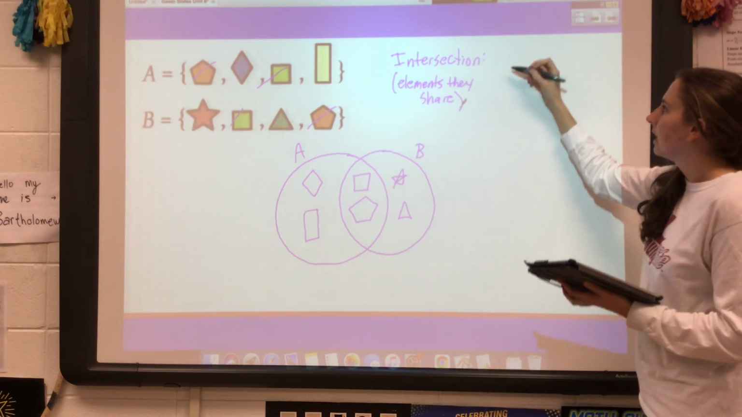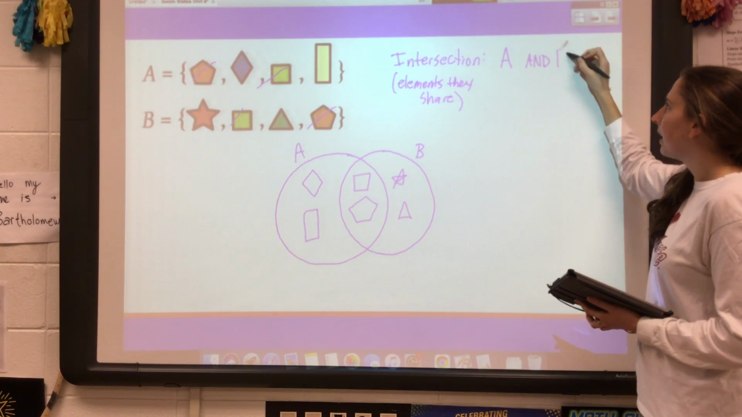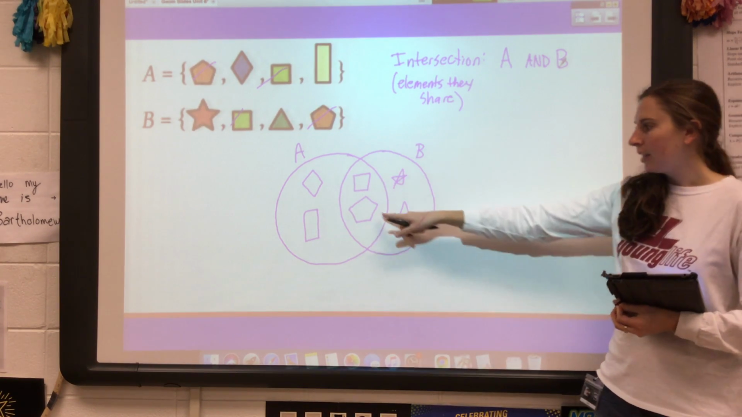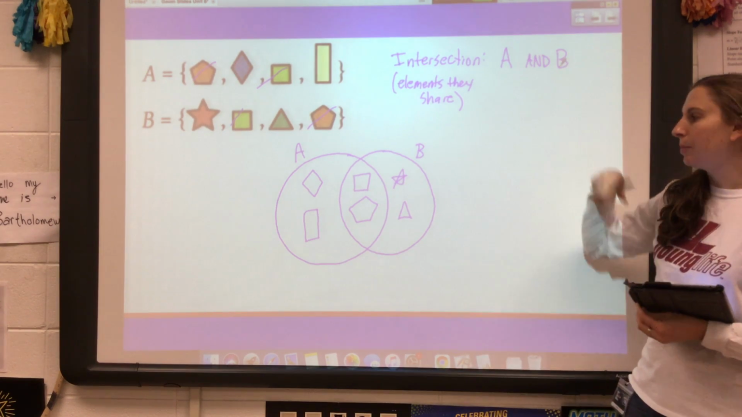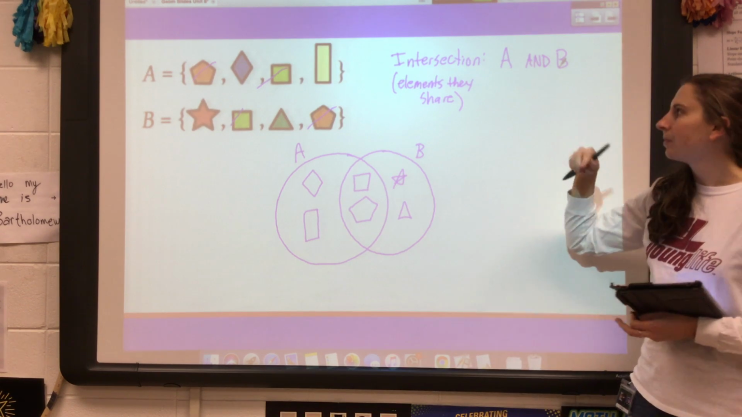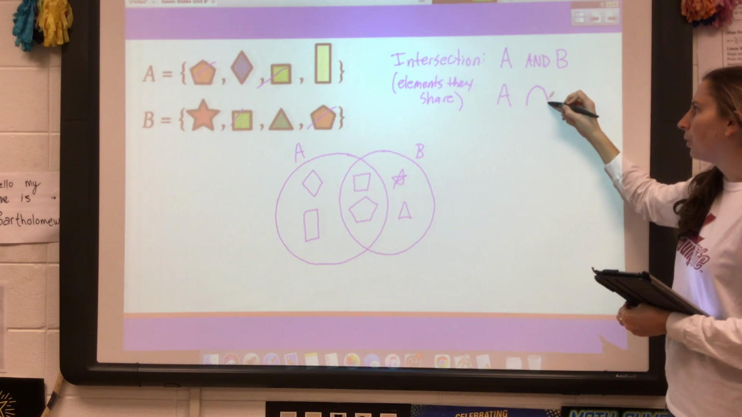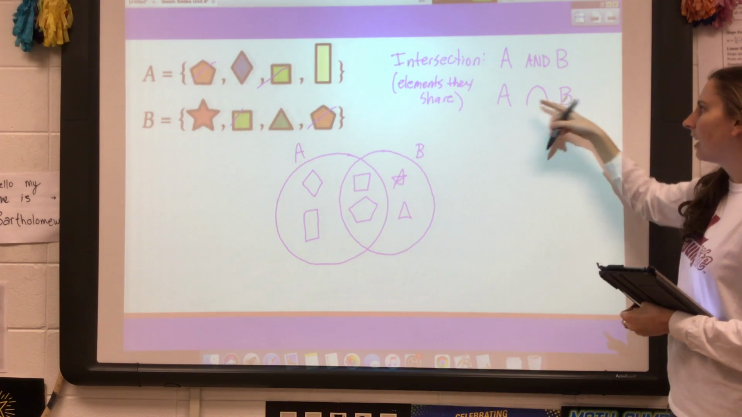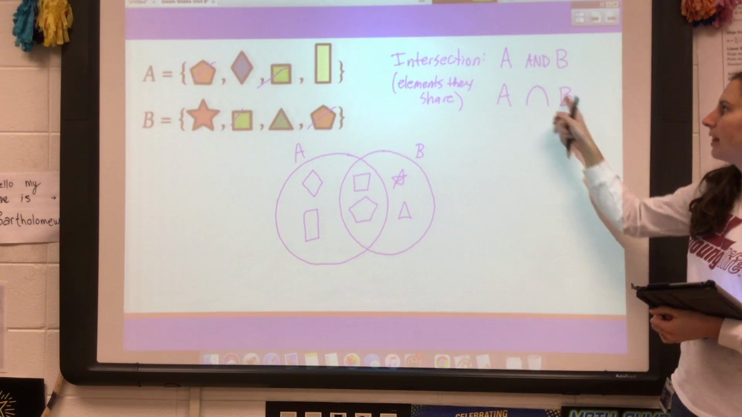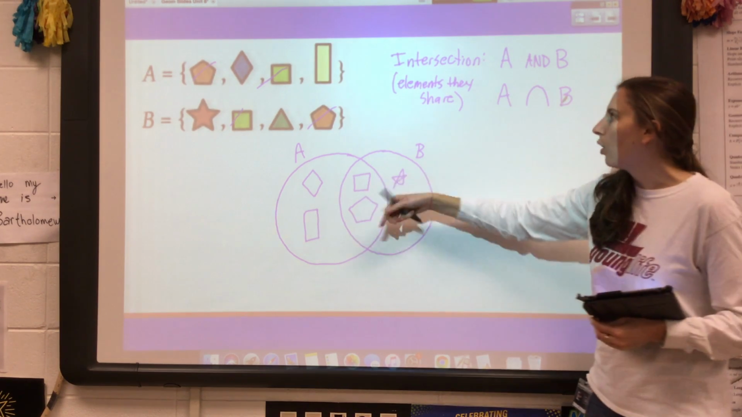The way we write this is we say A and B. Like the square is in A and B. The pentagon is in A and B. But the rectangle is not in A and B, it's only in A. There's a symbol for this as well. It's an upside down U. It kind of looks like an A for "and," if that helps you remember. But these two things mean the intersection of set A and set B. It's where they overlap.